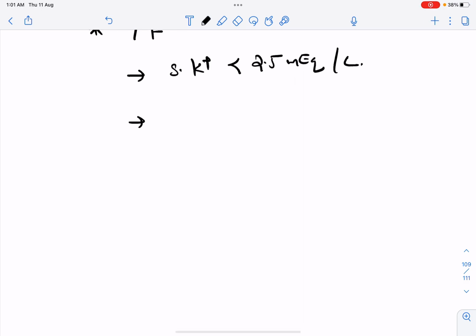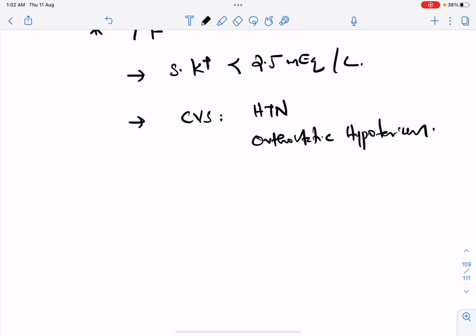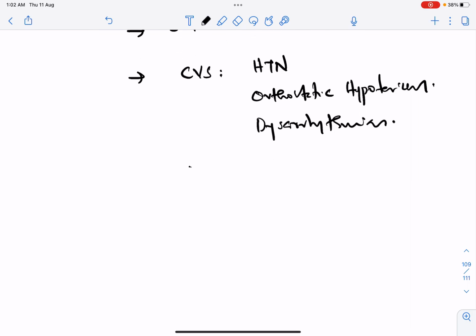Let's see system-wise what symptoms the patient presents with. In the cardiovascular system, there may be hypertension or orthostatic hypotension, or the patient may have dysrhythmias. Now in this system, the ECG features of hypokalemia are very important, and a common question in various exams.